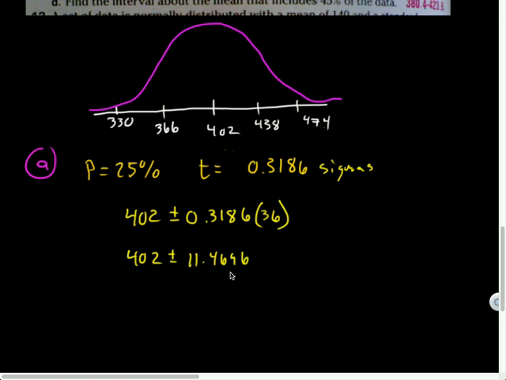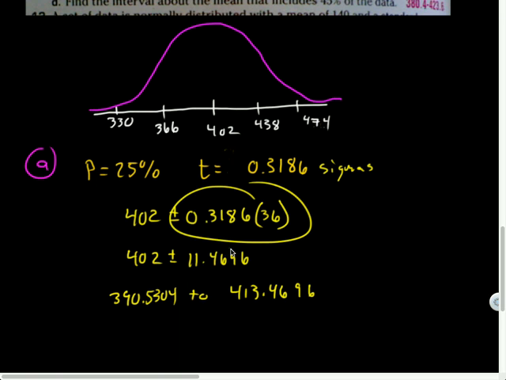I get 11.4696. So I'll add that to 402, and I get 413.4696 as my upper value. My lower value would be 402 minus 11.4696, and I get 390.5304. So that's how you would set it up. You could find the t-value, but we have to make sure that we're working with units here. So 11.4 is the number of units above and below the mean.